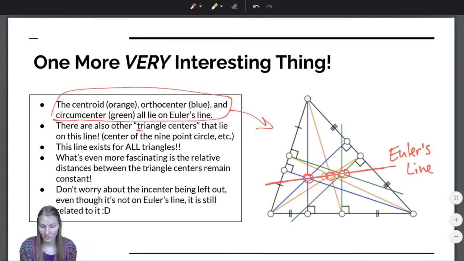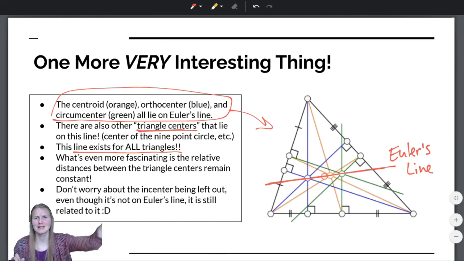This line also contains other triangle centers, like the center of the 9-point circle, others that you don't know about that I don't want to confuse you with, but there are other triangle centers along this line. And this line exists for all triangles. Doesn't matter if it's acute, obtuse, right, scalene, doesn't matter. This line exists for all triangles.